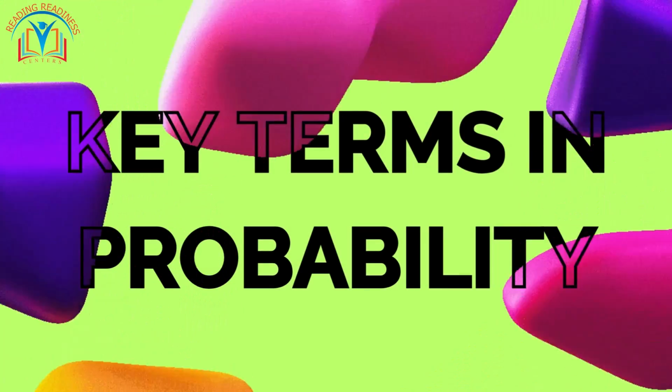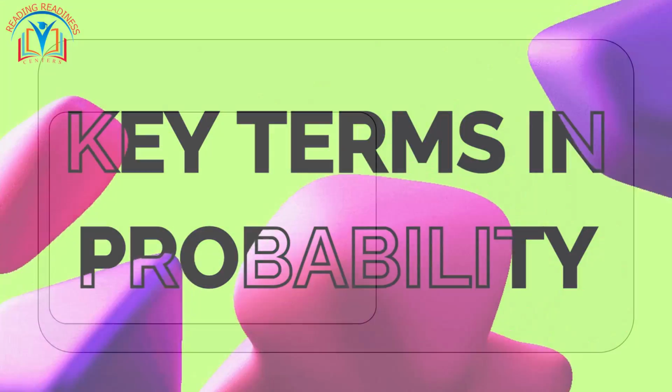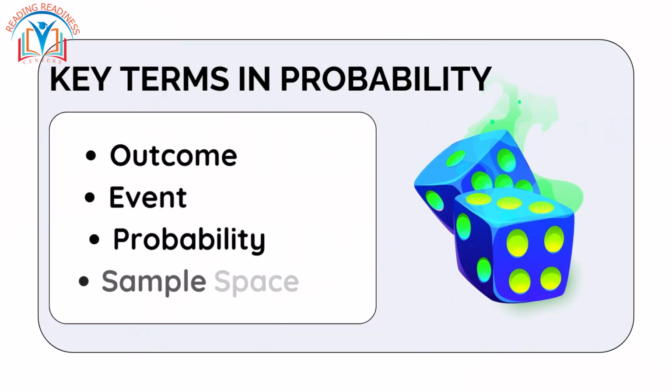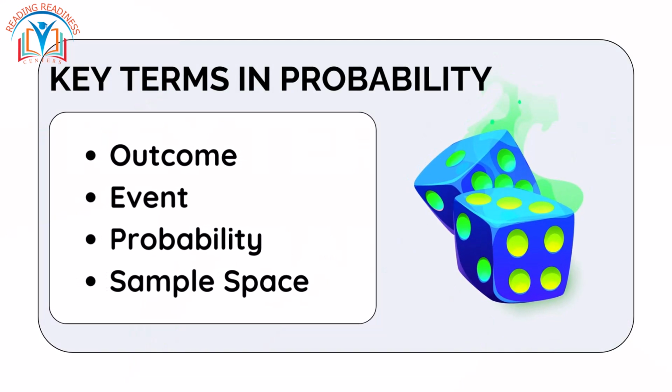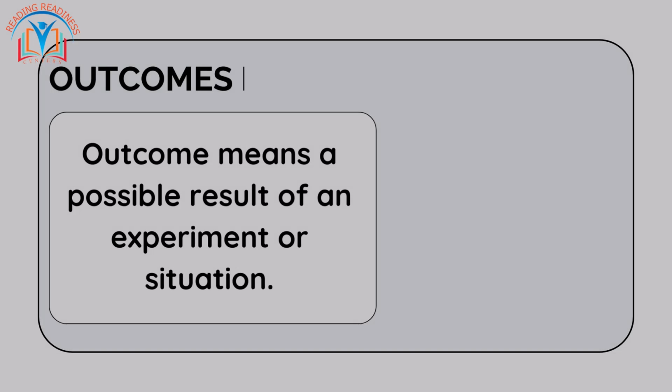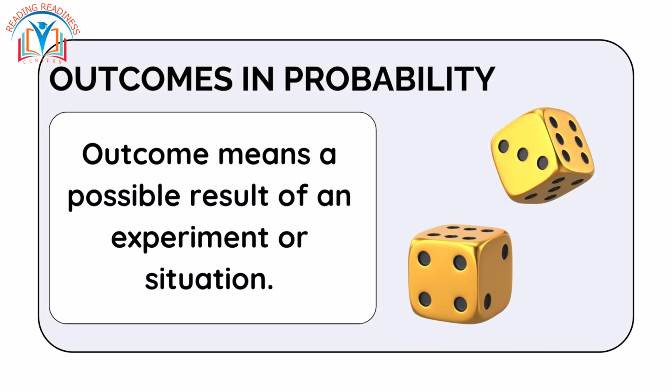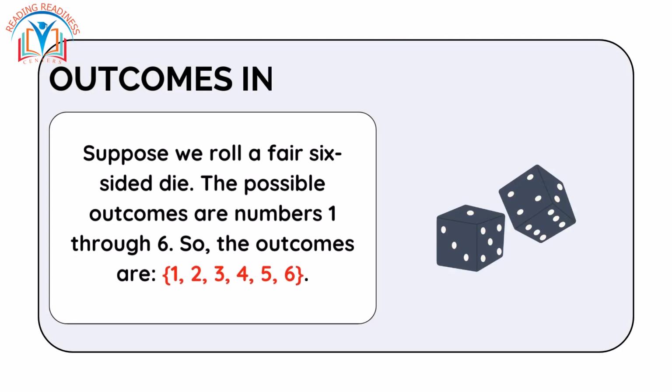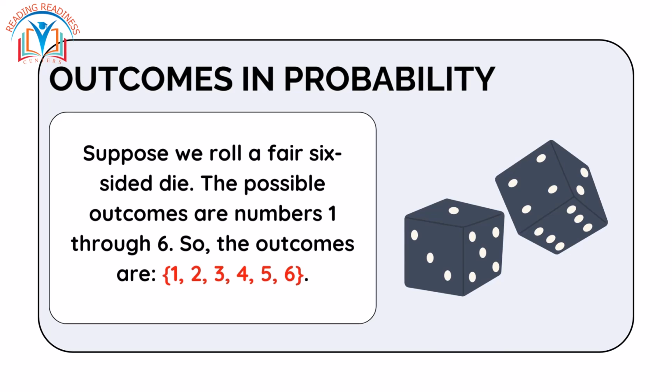Key terms in probability: outcome, event, probability, sample space. Outcome means a possible result of an experiment or situation. Suppose we roll a fair six-sided die. The possible outcomes are numbers 1 through 6. So, the outcomes are 1, 2, 3, 4, 5 and 6.